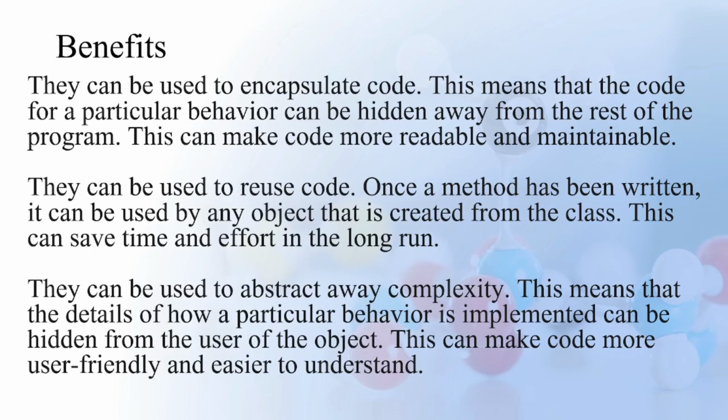So reusability of the code is there, and methods can be used to abstract away complexities also. Encapsulation and abstraction are the pillars of object oriented programming. So it helps in abstracting away complexities. This means that the details of how a particular behavior is implemented can be hidden from the user of the object. What is not required for the user to see can be hidden away, and this can make code more user friendly, because the user is not interested in knowing what is going on behind it.